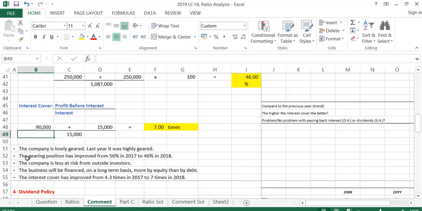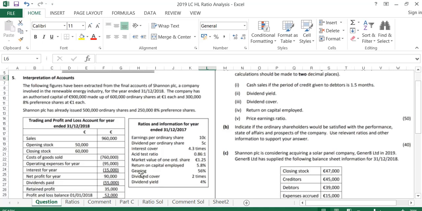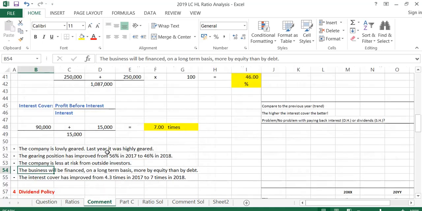And just on the interest cover then, the interest cover has improved from 4.3 times to 7 times. So last year, interest cover was 4.3. We're after working out this year's is 7. And the higher the interest cover, the better. It means the more times profit we have than interest we have to pay. So again, the company shouldn't have any problem paying back the interest to the bank or the debenture holders, and also they shouldn't have any problem paying back dividends to shareholders.